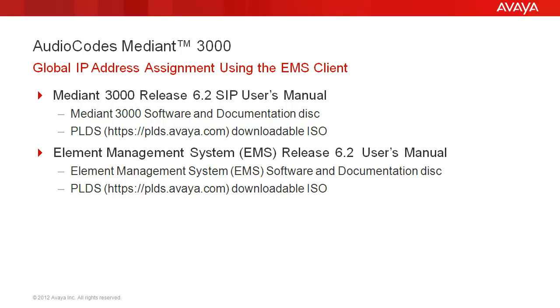For additional information on using the EMS Client Graphical User Interface and Media Gateway configuration, reference the Mediant 3000 Release 6.2 SIP User's Manual. Media Gateway documentation is contained on the Mediant 3000 Software and Documentation Disk or in the ISO available for download from plds.avaya.com. For detailed information on the EMS Client Graphical User Interface and Element Management System Server, reference the Element Management System Release 6.2 User's Manual. EMS documentation is contained on the Element Management System Software and Documentation Disk or in the ISO also available for download from plds.avaya.com.